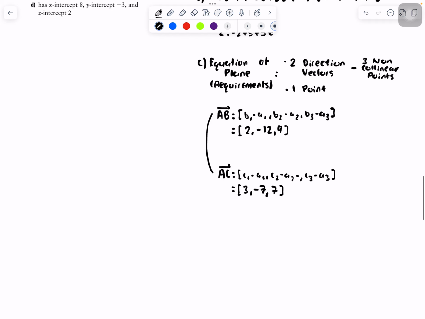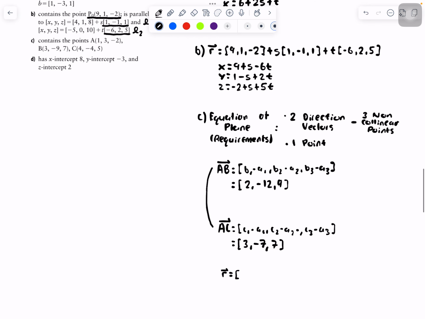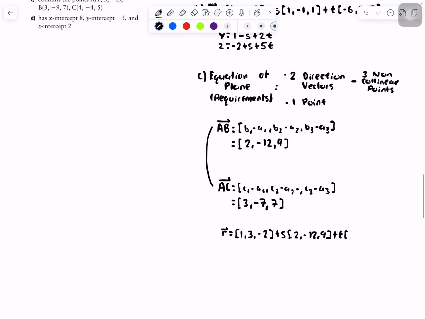Because they're not scalar multiples, now we can just write down the full equation of the plane, which is going to be, I'm going to choose point A as my known point on the plane. 1, 3, negative 2, plus S. We'll take the vector AB first. 2, negative 12, 9, plus T, 3, negative 7, 7.